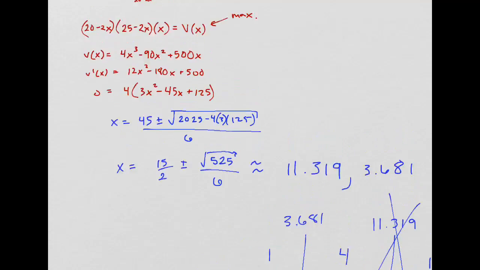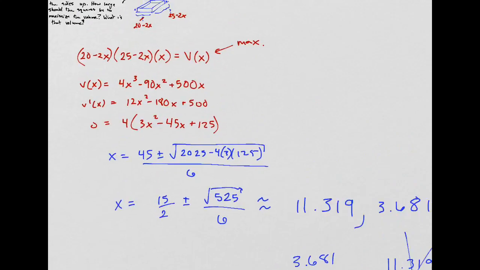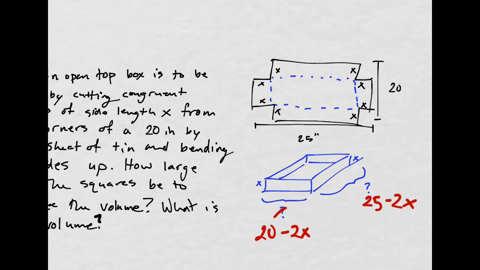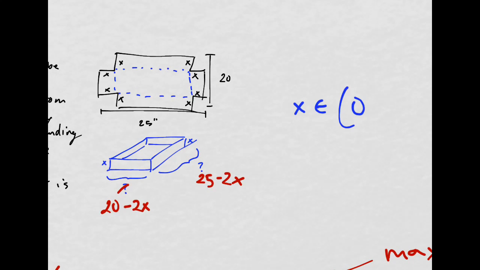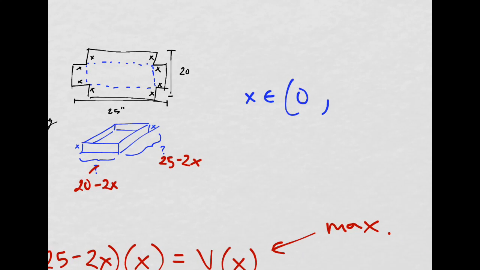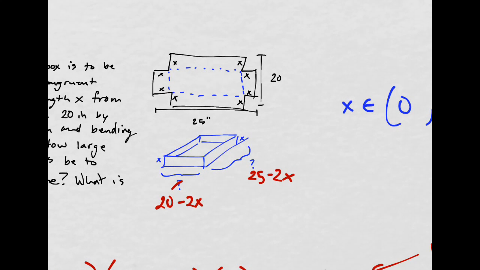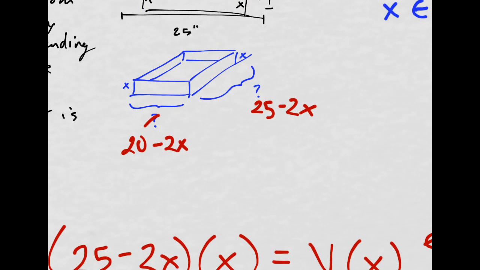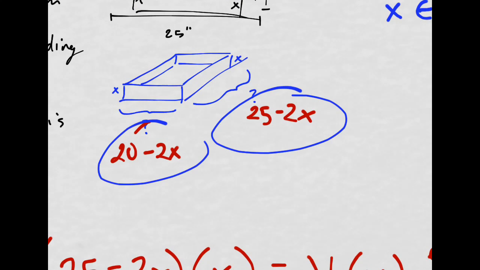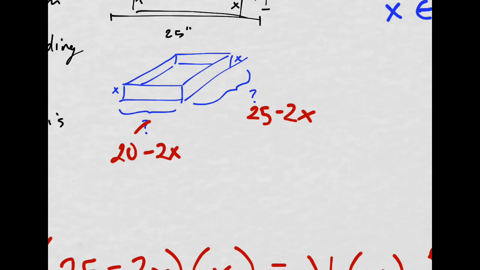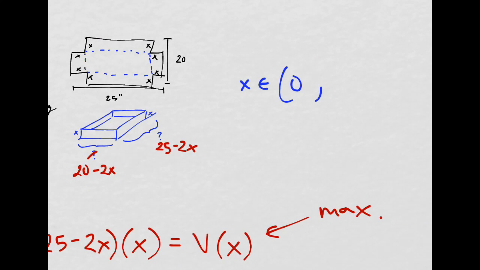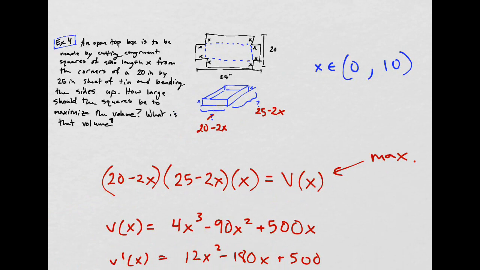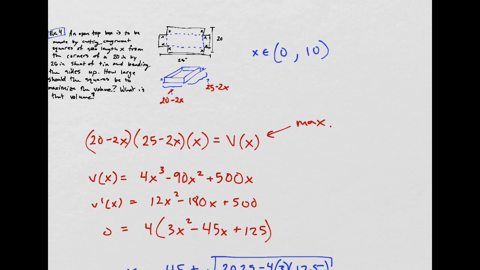But let's think about this. I do need to consider bounds because this is a physical object. We can't have x being 0, otherwise we wouldn't make a box. So x cannot be 0, so I'll have open parentheses there. And what's the most restrictive? I'm looking at these sides right now. If x was 10, this side would be 0, right? If x was 10, I would have problems because I wouldn't have a box anymore. So those are my bounds.